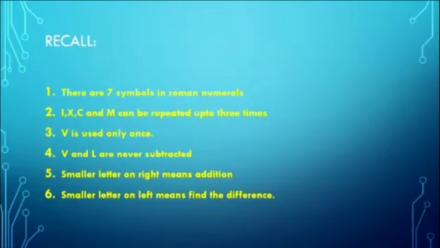Next rule: I, X, C and M can be repeated up to 3 times. They cannot be repeated more than 3 times. And V is to be used only once. V and L are never subtracted. You should not use V and L for subtraction. It means you should not use V and L in front of any other alphabet. See the next one. If a smaller letter appears on the right side, we have to add. If a smaller letter appears on the left side, we have to subtract.